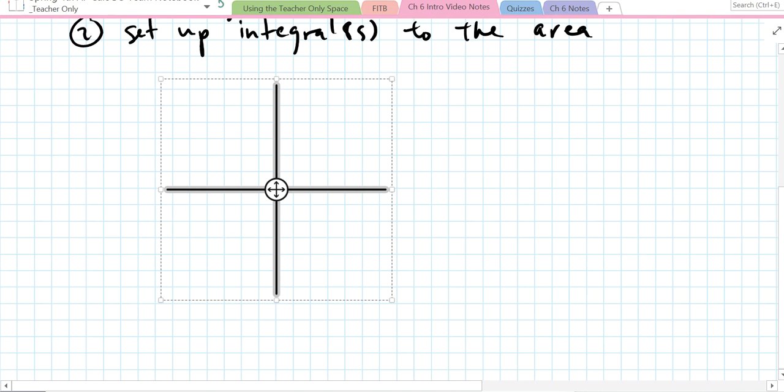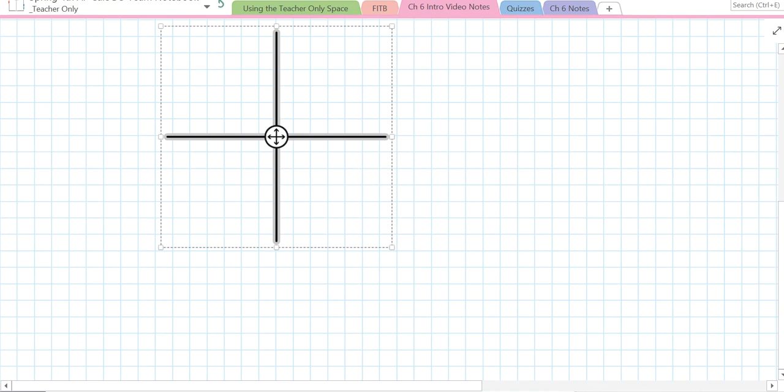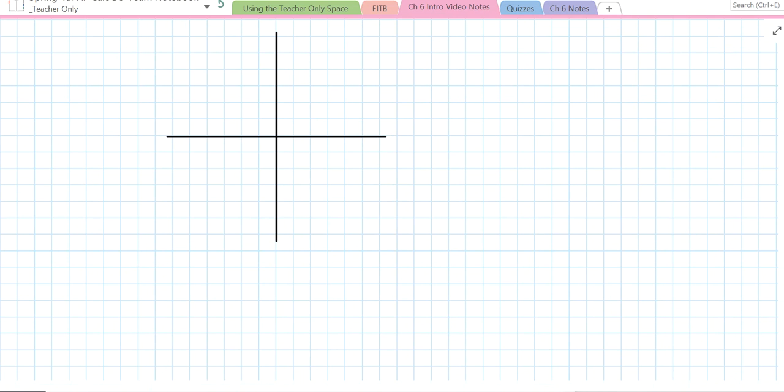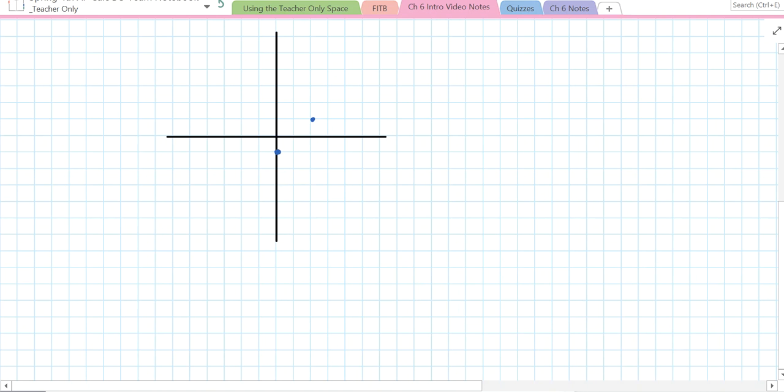All right, we're going to start with y is equal to x minus 1. We're going to graph that one first. It has a y-intercept of negative 1 and a slope of 1. So it's going to be a line that goes along here, through the two points. There's the one line.